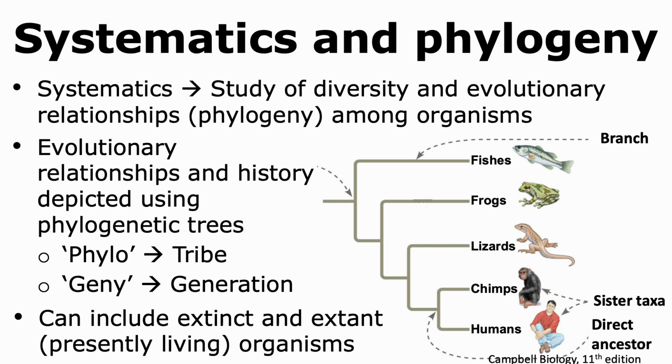Whenever we set up a phylogenetic tree, it can include not only the presently living organisms, which are called the extant organisms, it can also include extinct organisms, which are organisms that lived many years ago but are no longer living because they became extinct.